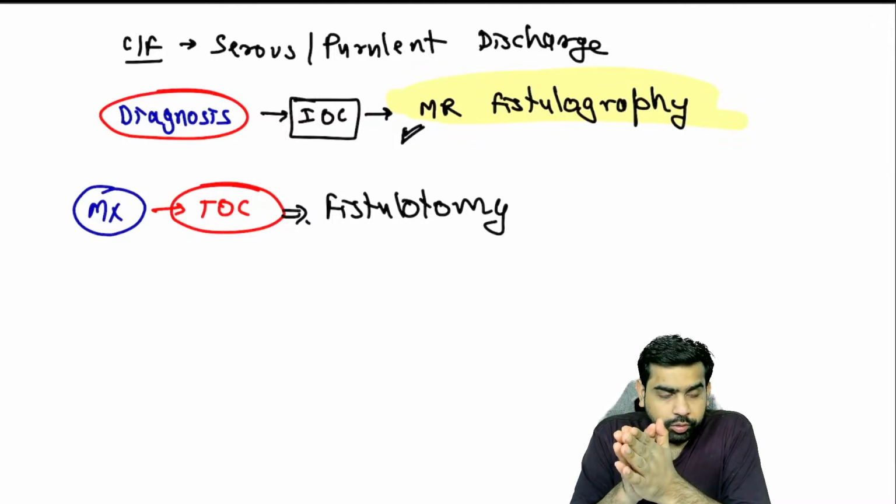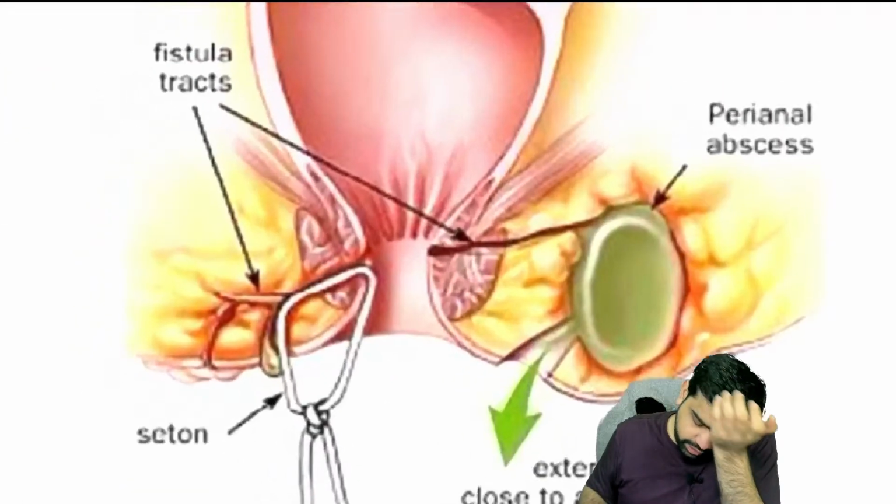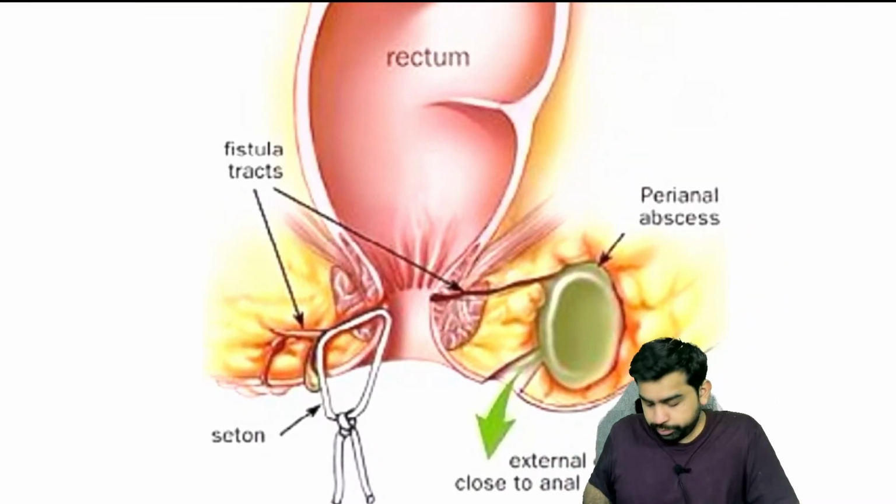Okay, are you understanding my point? So you lay open the fistulous tract. That is what is called a fistulotomy. Right. Now, what is this? What are you basically seeing in this particular image? You're basically seeing a seton.